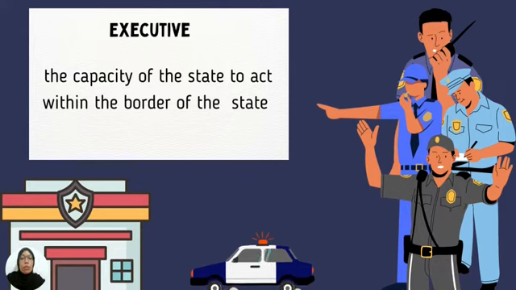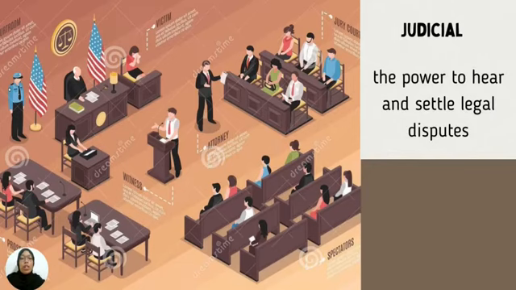As we go to judicial. Judicial or adjudicative is the power to hear and settle legal disputes. This happens in the court. The judiciary is responsible for this jurisdiction, where the judge has the right to hear and sentence all the disputes that have been brought to be tried in the court.